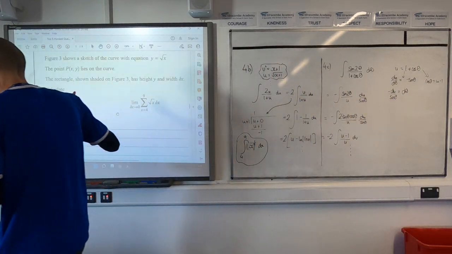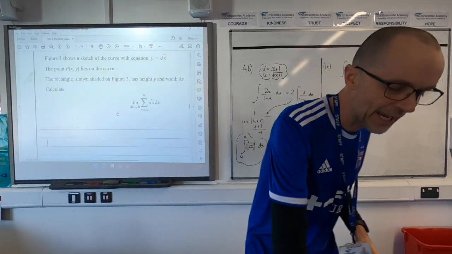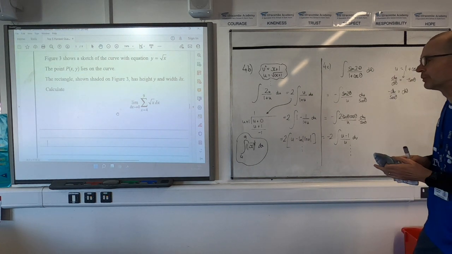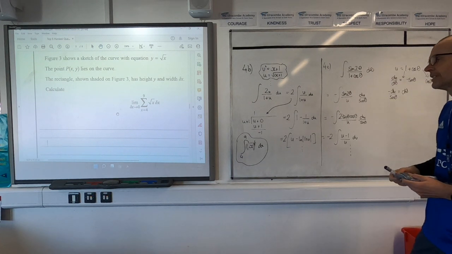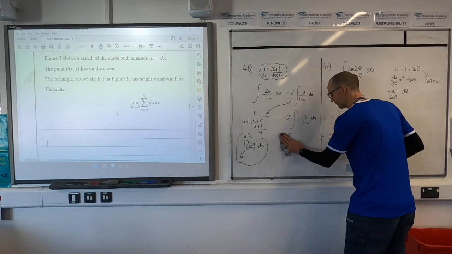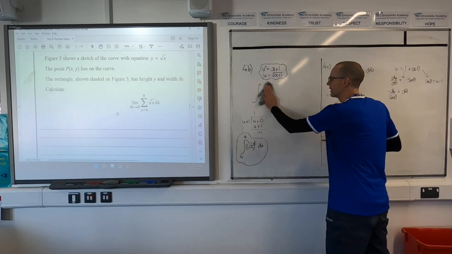So this is integration as a limit. What happens if you take the number of rectangles and increase them to the point where there's so many of them that they have zero width? What does that add up to? Well, it adds up to the area under the graph, and we know how to work out the area under graphs. We do it like that. If you wanted to have a look at that again, I suggest to look at the video.